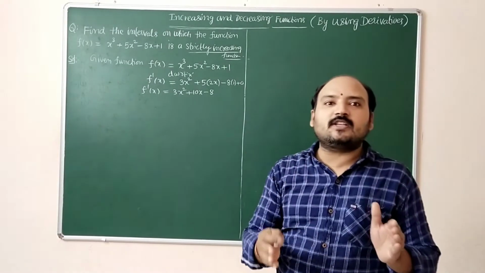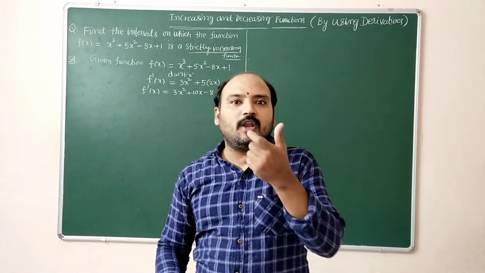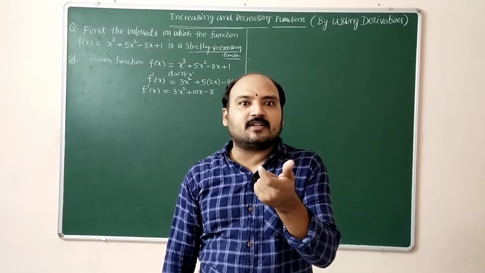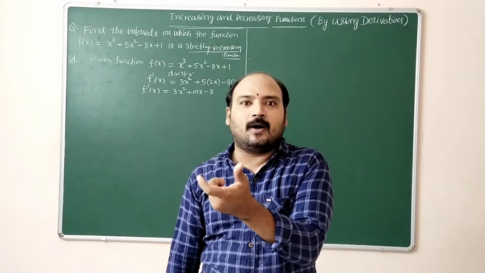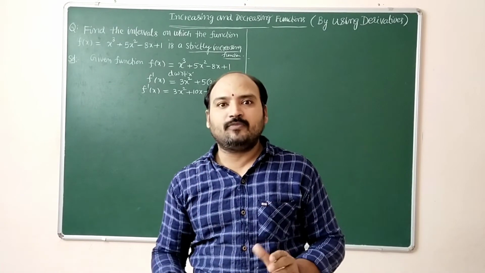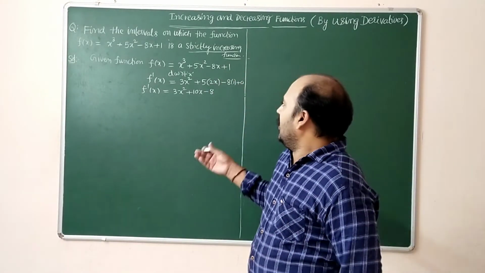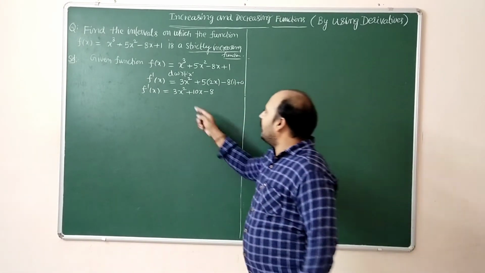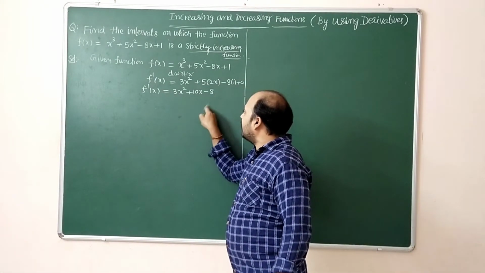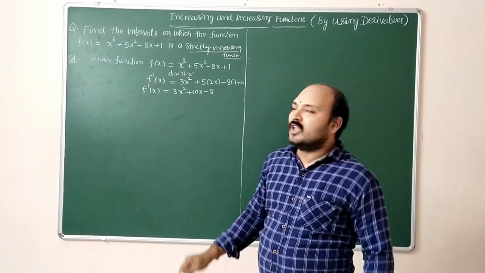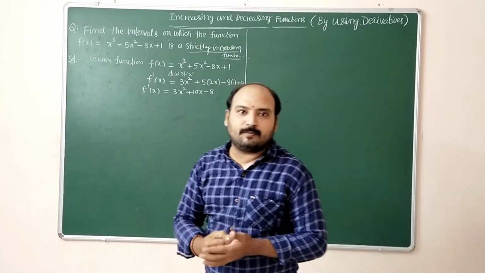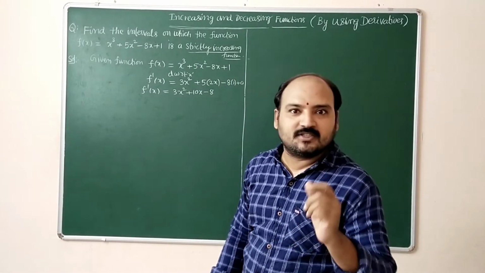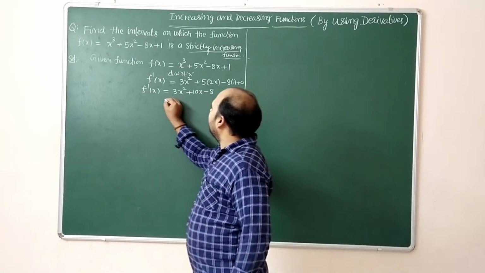Whenever we get a quadratic expression, you need to write the expression in terms of x minus alpha into x minus beta. Sir, why convert in this form? To find the intervals. Why? Because whenever you get this form of x minus alpha and x minus beta, it is easy to calculate the intervals by using the domain concept in functions. That is the reason.